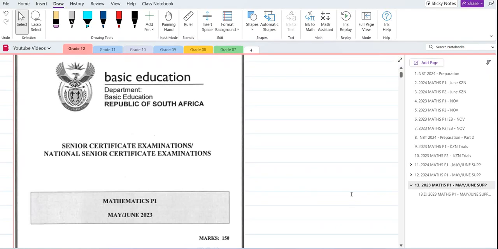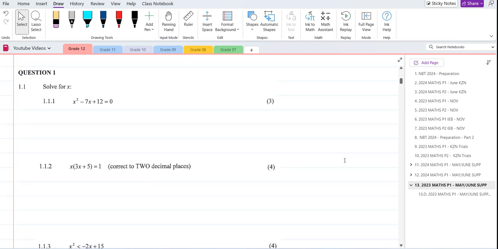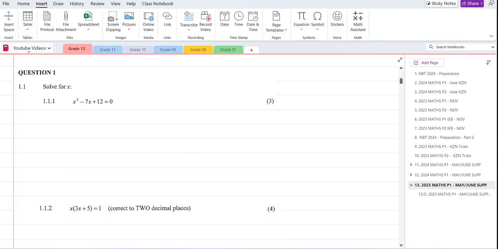In this video we're going to solve Mathematics Paper 1 May-June 2023, which was basically the supplementary examination. So let's go straight into question 1. We have this quadratic equation, which is already in standard form.